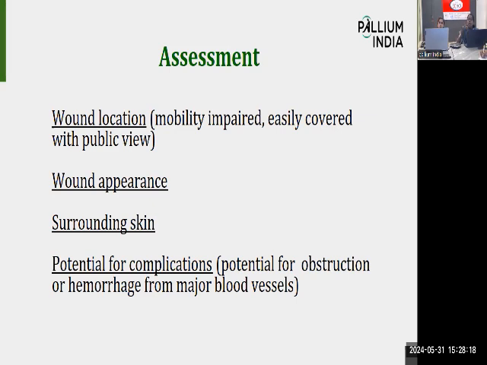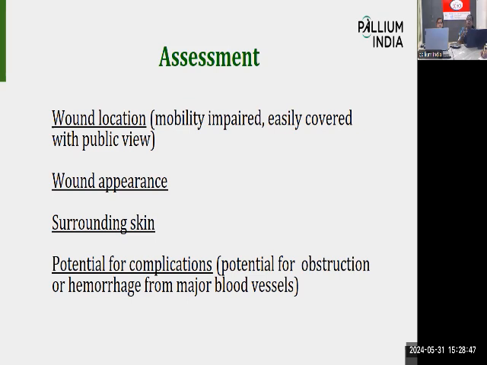So that is what I'm highlighting here: we have to cover the edges from the public view, because that will affect the patient emotionally. If possible, they should be able to cover it properly, and from the public view, they will not be able to see what is inside. And wound appearance, surrounding skin, potential for complication.